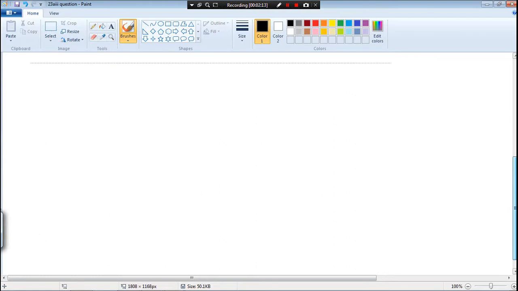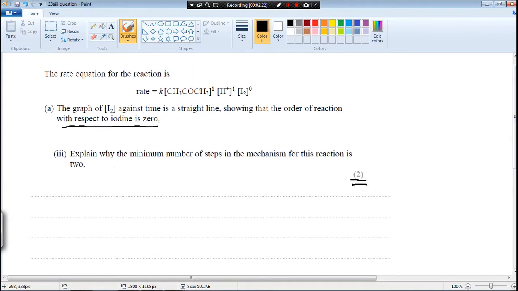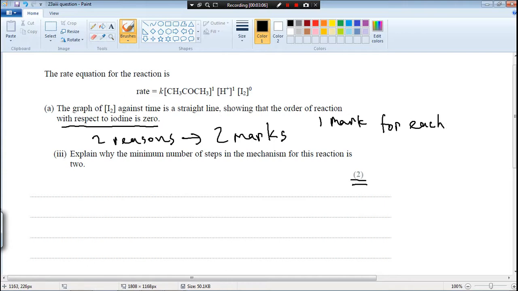At first let us discuss some of the things regarding this question. Let us break this question into two parts. They have asked us to explain why the minimum steps in the mechanism for this reaction is 2. For explaining two reasons we will gain 2 marks, so 1 mark for each reason. Let us find the two reasons for this question.